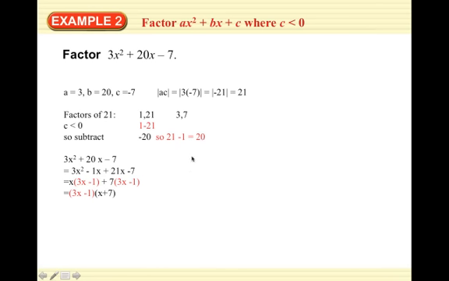There's my 21 minus 1 equals 20. Right. So that's why we used the positive 21 and the minus 1x, because we wanted it to equal positive 20. All right, so our answer is 3x minus 1 times x plus 7. Again, we've gotten our original trinomial 3x squared plus 20x minus 7 written as a product of factors. In this case, a product of two binomial factors.